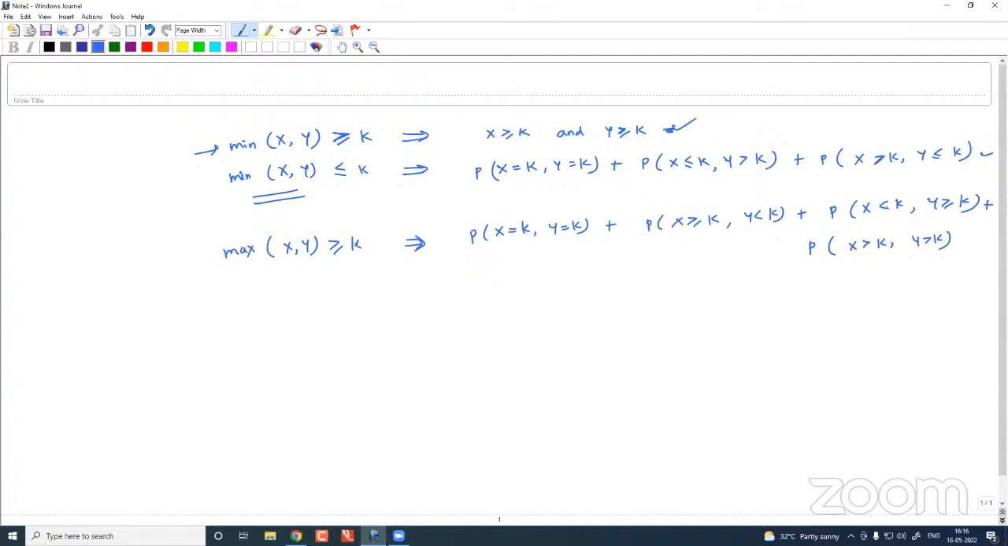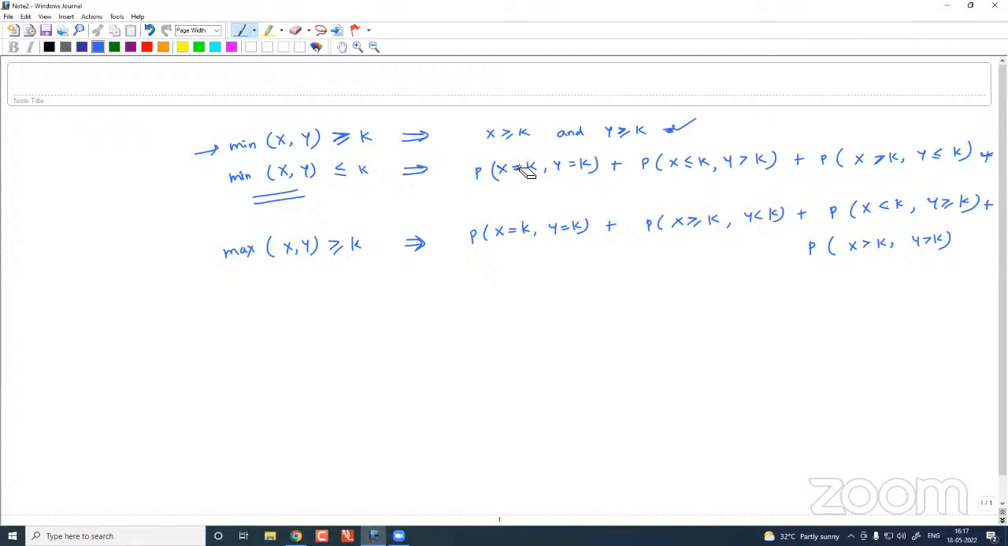Can you write that? Yes, sir, what you are saying is correct. For min of x comma y, if both of them are less than k, then also my condition is satisfied. So in the second case of the min function, one more condition will be added: y is less than k. I can say less than or equal to is fine, right? We can plug that in.